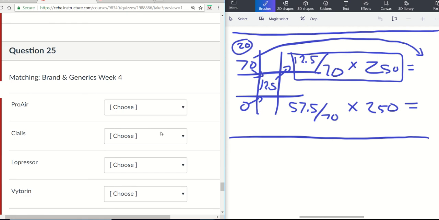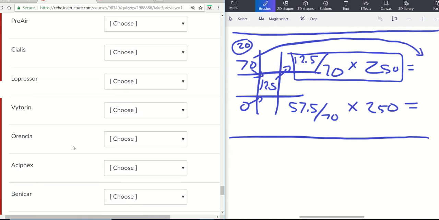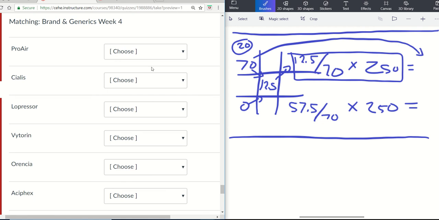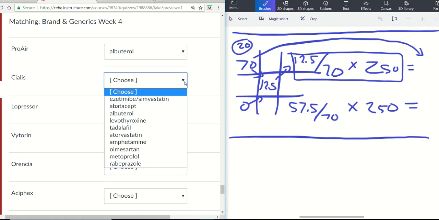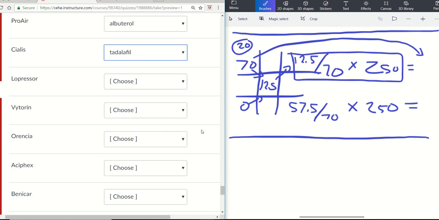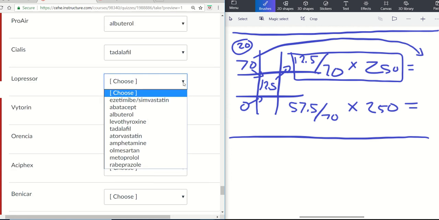And lastly, are your brand and generic. Do you guys know them? These ones are easy. ProAir. Which one's the inhaler med? Albuterol. There you go. Cialis. The end of the drug name tells you what it does. Tadalafil. It lowers your blood pressure. So it is a beta blocker. Metoprolol ends in OLOL. Men don't like beta blockers. They can't get excited.